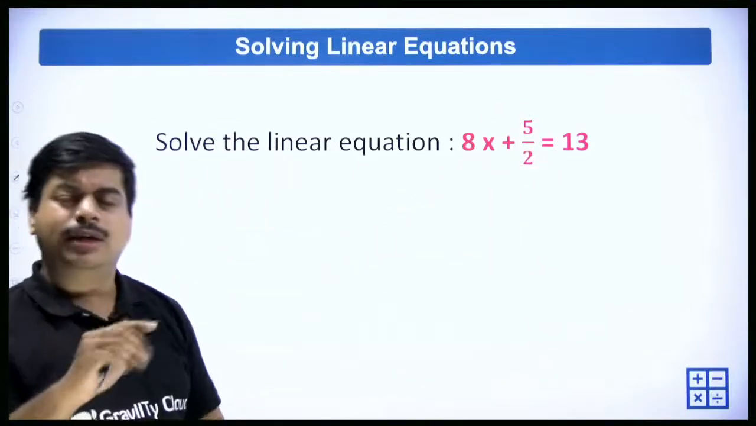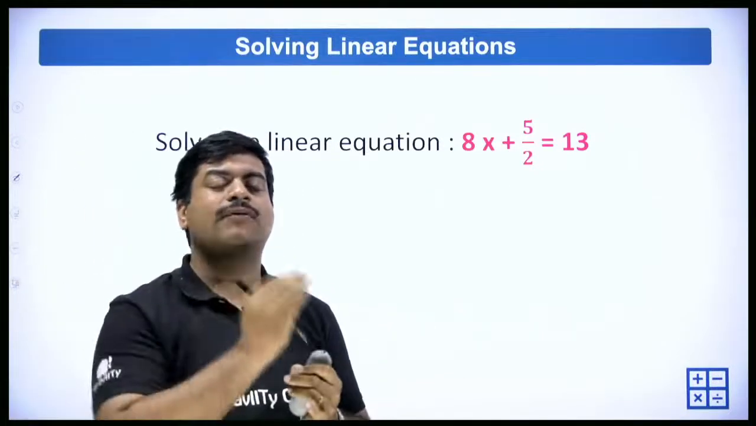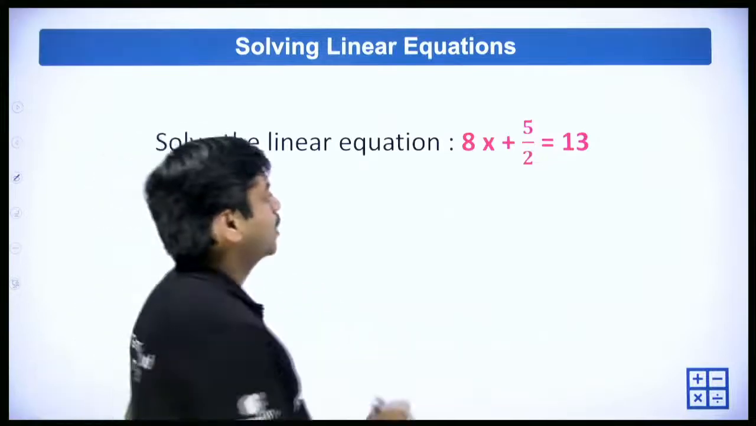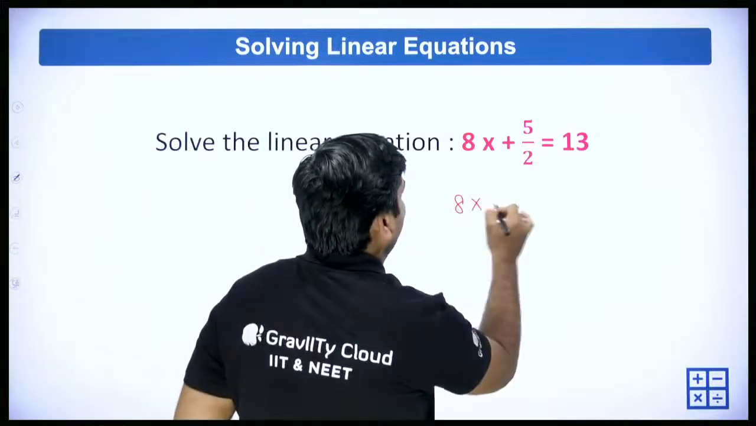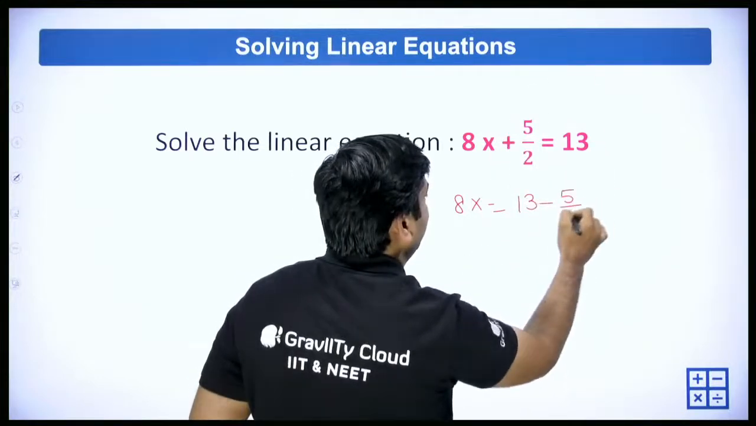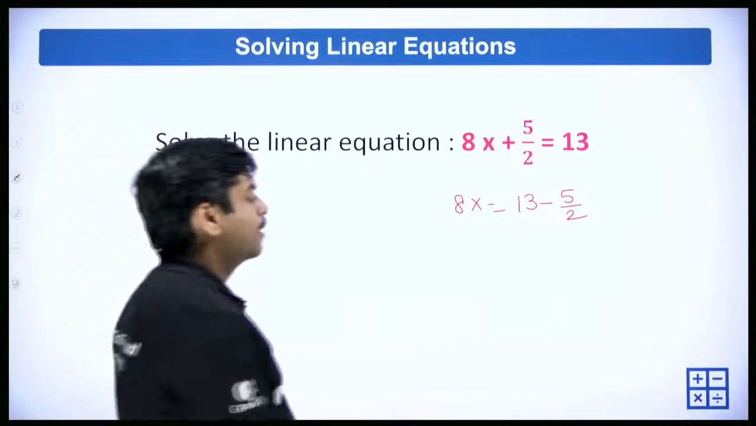5 by 2. It's okay. Don't panic. Don't need to worry about anything. Just send that 5 by 2 to the other side and it becomes minus 5 by 2. So 8x is equal to 13. This plus 5 by 2 will become minus 5 by 2. 8x equal to 13 minus 5 by 2.